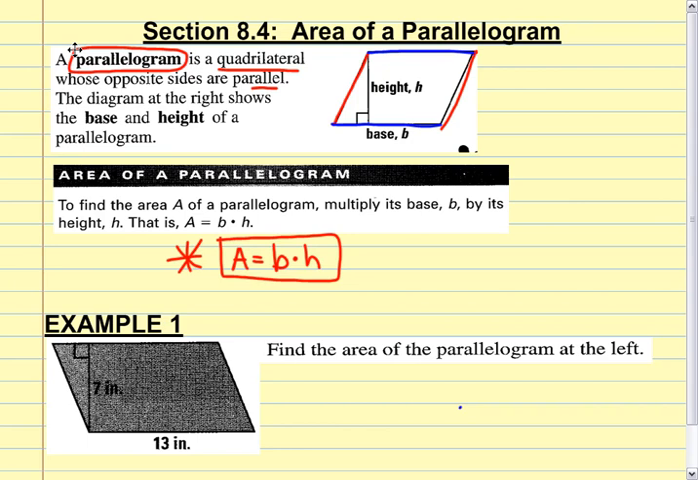The diagram at the right shows the base, that's this length, and the height, the distance between these two parallel sides of a parallelogram. To find the area, we just multiply the base times the height. Please make sure that's written in your notes. Please make sure you have written down what a parallelogram is, that it's a quadrilateral whose opposite sides are parallel. Please make sure that you have the formula for the area of a parallelogram written down.